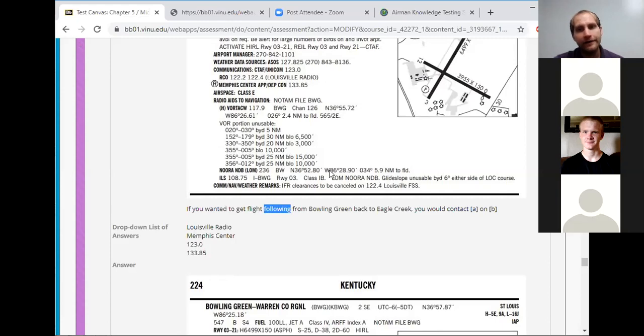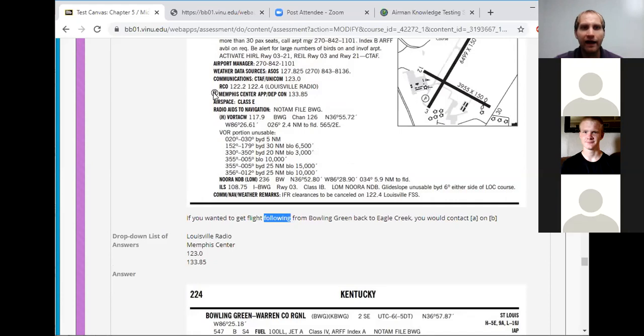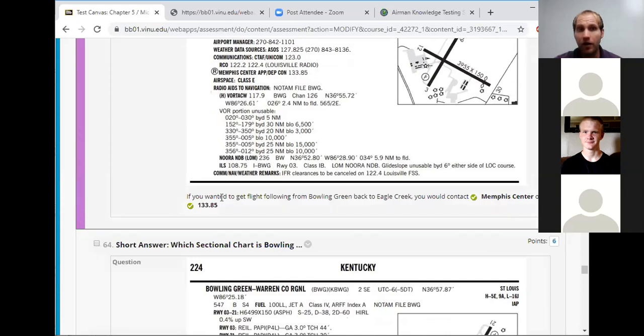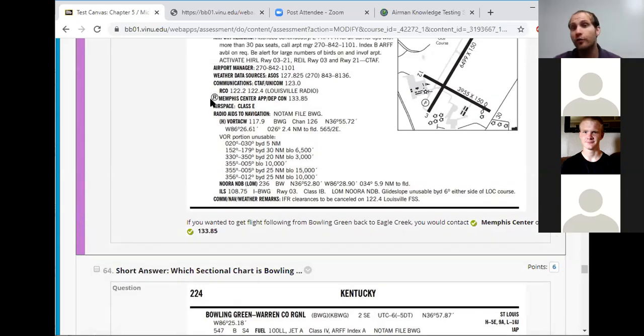If you want to get flight following, then that means you need to talk to somebody with radar. Like we discussed in class, here's an R in a circle for Memphis Center, approach departure controllers. So that R in a circle, that's who has radar around here. So it'll be Memphis Center, 133.85. So your correct answer is going to be contact Memphis Center on 133.85. And you know that because there's an R in a circle. That is who has radar to give you flight following.